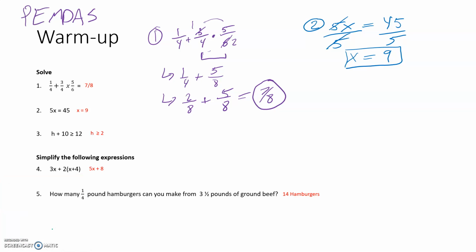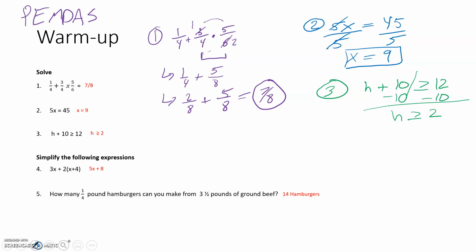Number 3, very similar process. All right, this is just with the inequality. So h plus 10 is greater than or equal to 12. Right, so I'm going to take away 10 from both sides and get that variable isolated. And these cancel each other out, and so I'm left with h is greater than or equal to 2. All right, number 4.